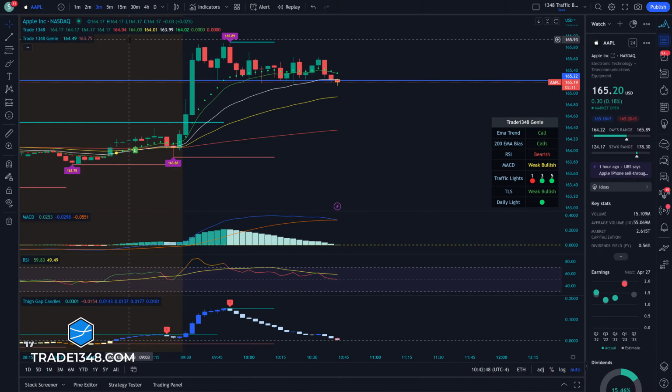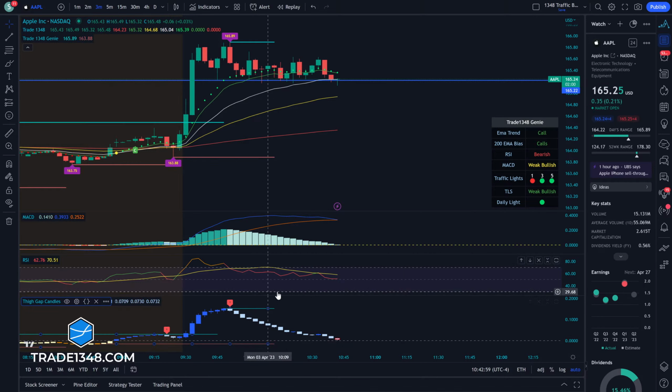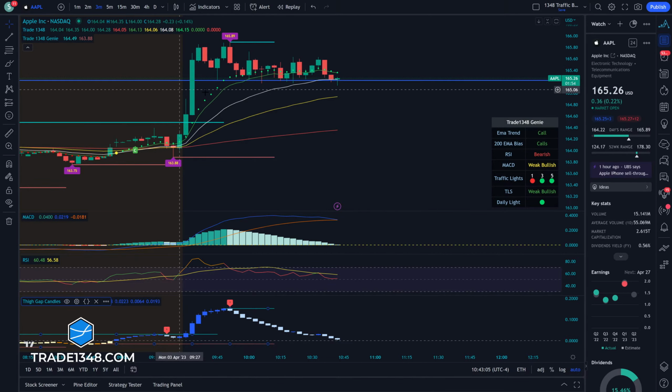Let's get it. If your thigh gap doesn't look like this on the chart, go to settings and change your EMA to 10 and 13 for thigh gap, all right? So you've got your fast EMA 10, your slow EMA 13. That's all you've got to do.